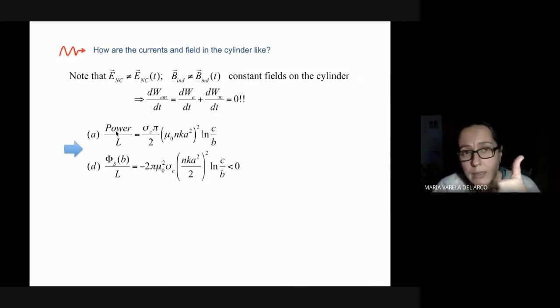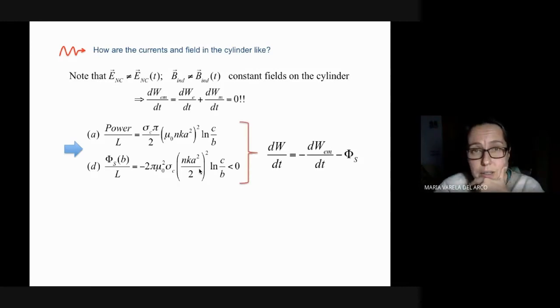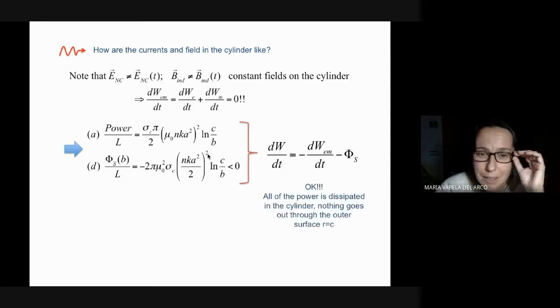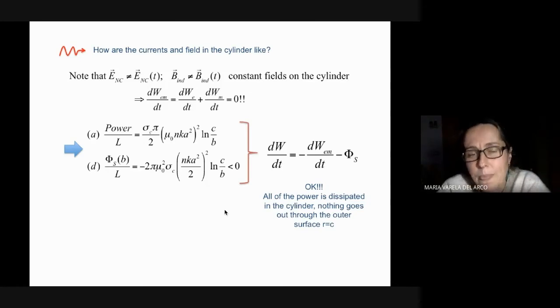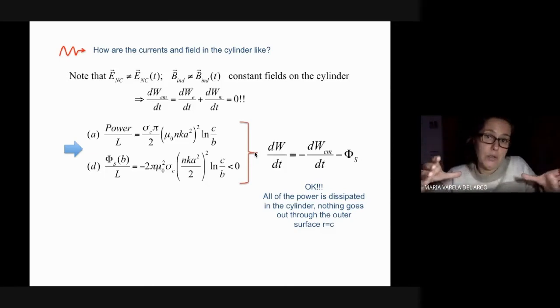The other two, the Joule heating and the flux of the Poynting vector at the inner surface of the cylinder, we have already calculated. Does Poynting's theorem hold? Let's see. Power equals minus the derivative of the electromagnetic energy, which is zero, forget about it, minus this flux. It won't take too much work to realize that this term and that term are the same. So Poynting's theorem actually holds. And like we said, all of the power here is dissipated in the cylinder in the form of Joule heating. Nothing goes out through the outer surface.